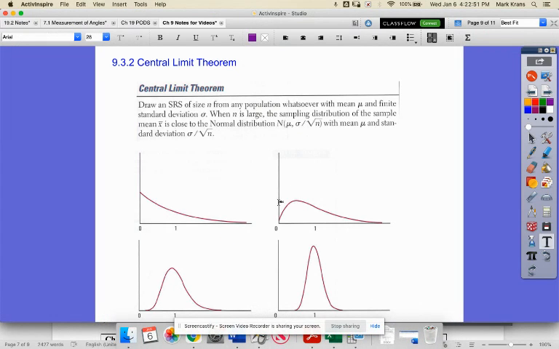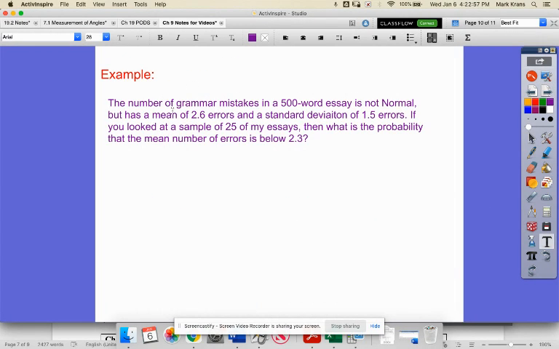All right, so you see that as sample size increases, you get more and more normal-ish. So we take my essays. I write a 500-word essay, and the number of grammar mistakes that I make is not normal, but it has a mean of 2.6, standard deviation of 1.5. If you looked at a sample of 25 of my essays, what's the probability that the mean number of errors is below 2.3?